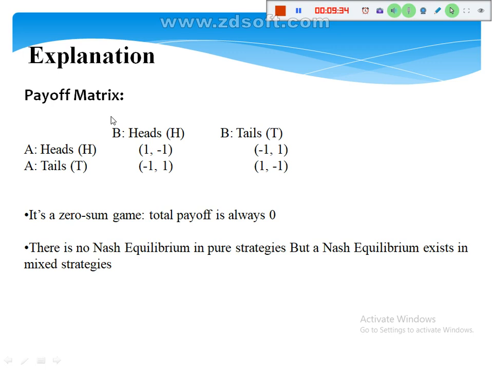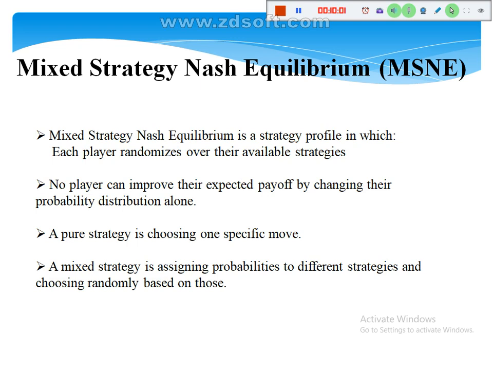Matching pennies is also called a zero-sum game because the total payoff is always 0. When we add the numbers in the payoff matrix, it must be 0. So that is the concept of zero-sum games. In matching pennies, we don't have a Nash equilibrium in pure strategies. We have only a mixed strategy Nash equilibrium. So then we have to see what a mixed strategy Nash equilibrium is.